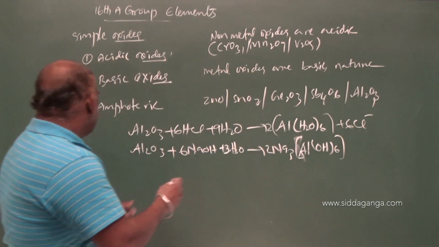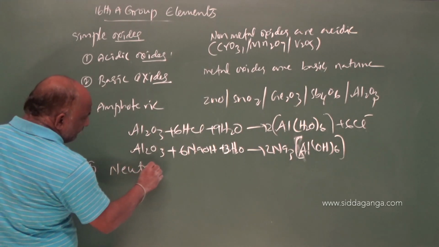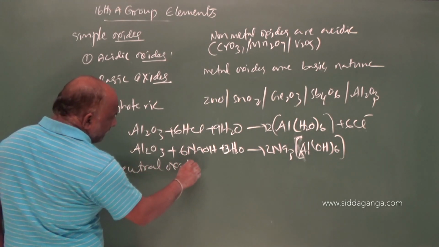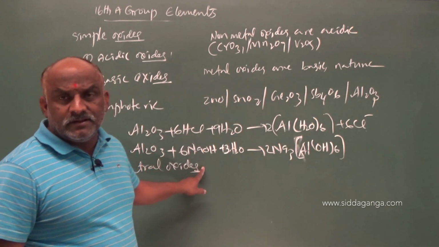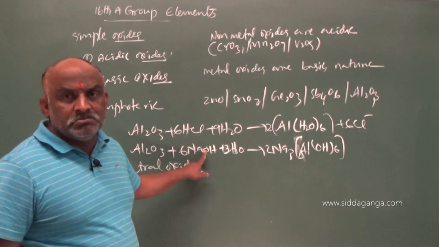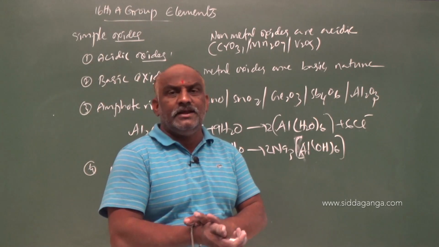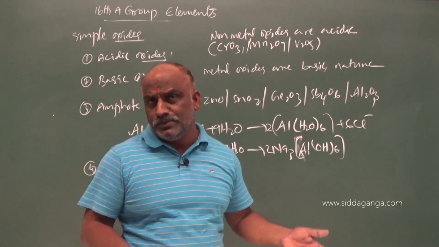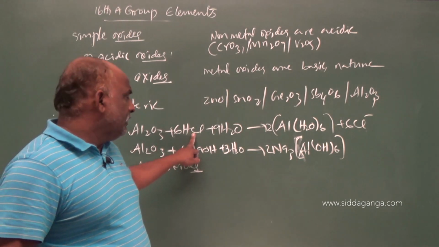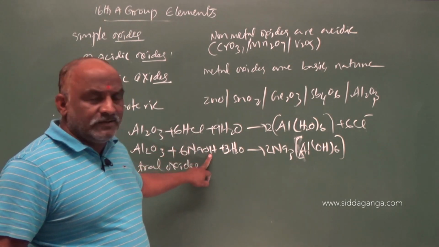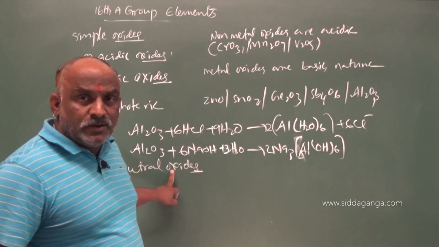And the fourth category is very important: neutral oxides. Neutral oxides react neither with HCl nor with NaOH. They are neutral with litmus: they do not react with red litmus or blue litmus, have no reaction with HCl, and do not give a proper reaction with NaOH. This type of oxides are called neutral oxides.